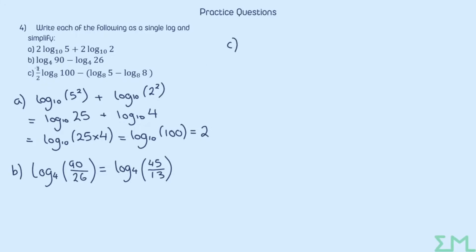Okay, part C, we've got numbers outside of the logs again, so I always suggest that you take numbers outside of the logs inside to raise them as powers, and it also then means that you are free to put your logs together. So log base 8 of 100 to the power of a half, that was the number out the front there, minus, in brackets, log base 8 of 5 minus log base 8 of 8. So that's going to be, as a single log term, 5 divided by 8. So log base 8 of 5 over 8.